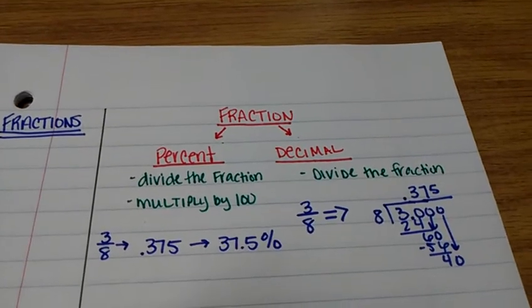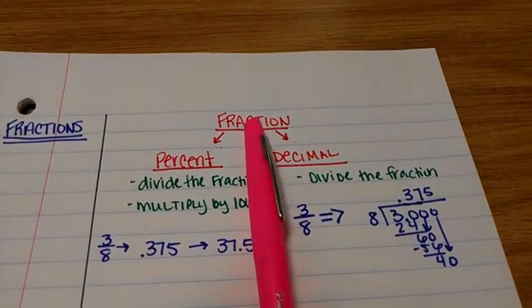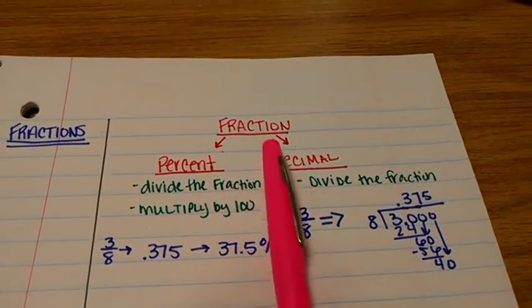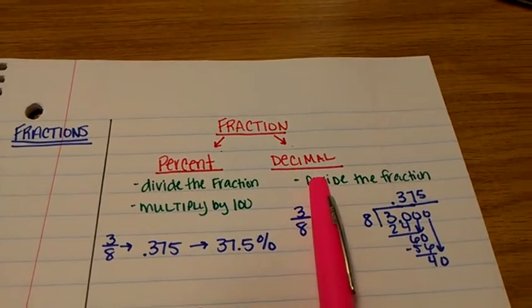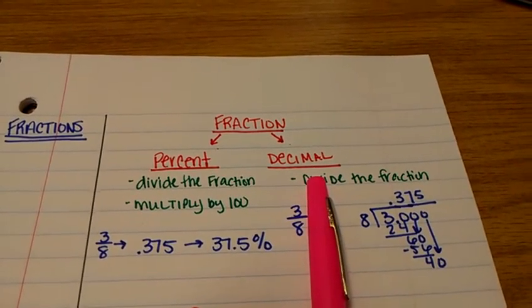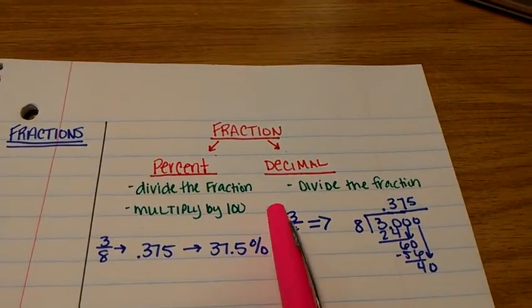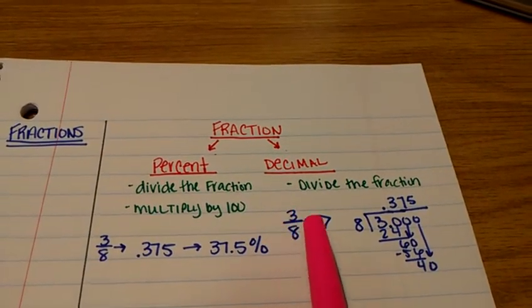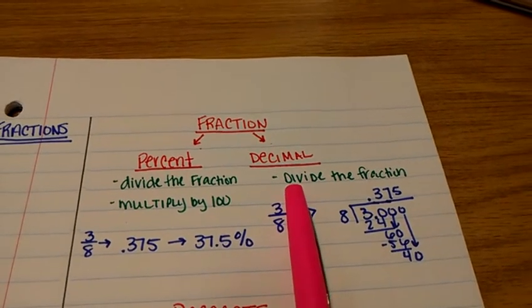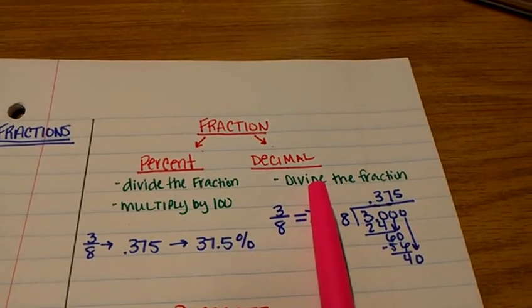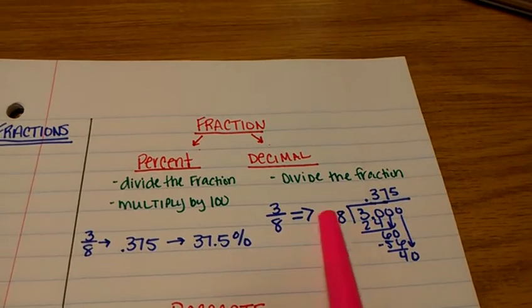Our next number is going to be a fraction, changing a fraction to a percentage and then a fraction to a decimal. I'm going to start with the decimal. I have told you before that a fraction is the operation of division. It's your top number divided by your bottom number, or your numerator divided by your denominator. Well, that's exactly how you do it. You change your fraction to a decimal by dividing.